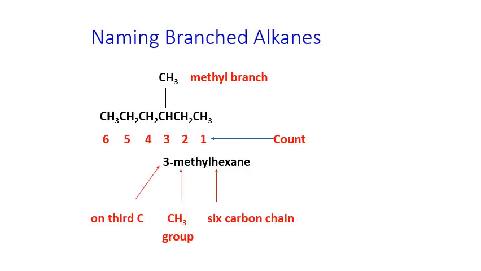Here's an example. Here is a compound. The longest chain is going to be 1, 2, 3, 4, 5, 6. So that's going to give you hexane. Then you've got a methyl branch. That's a CH3 group. And then it's on the 3rd carbon, so we'll call it 3-methylhexane. There's an example there.